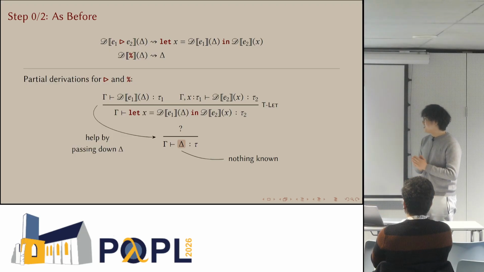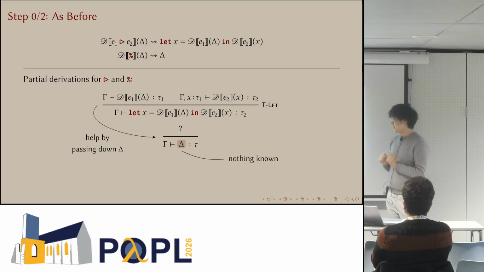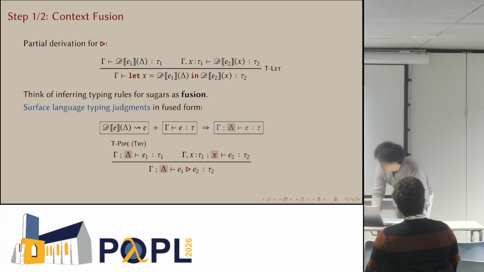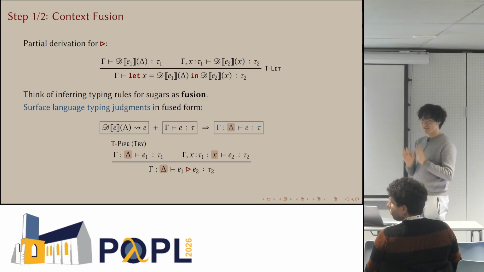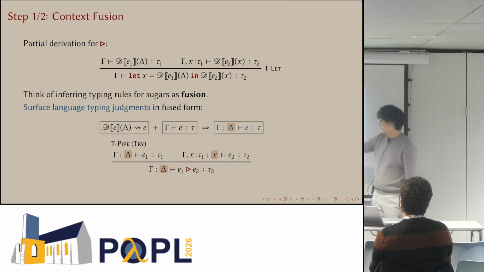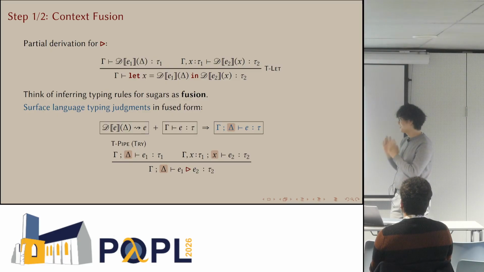So we actually want the pipe to help the typing of the hole by passing down something relevant to the delta. So here's the first step. We can think of inferring typing rules as a fusion. We fuse together the desugaring rule and the core language typing rule. When a piece of core code is desugared out, it is type checked, and so we fuse them. And then it will be very natural for the fused form to have context from both of them.